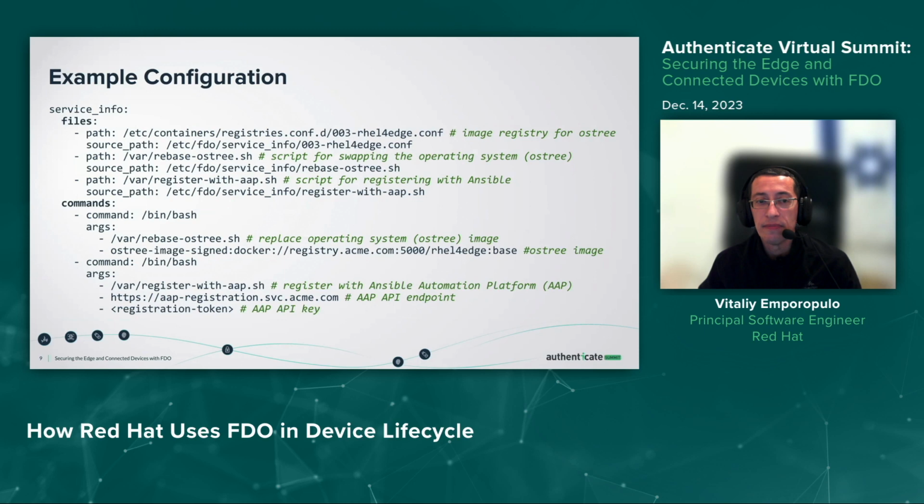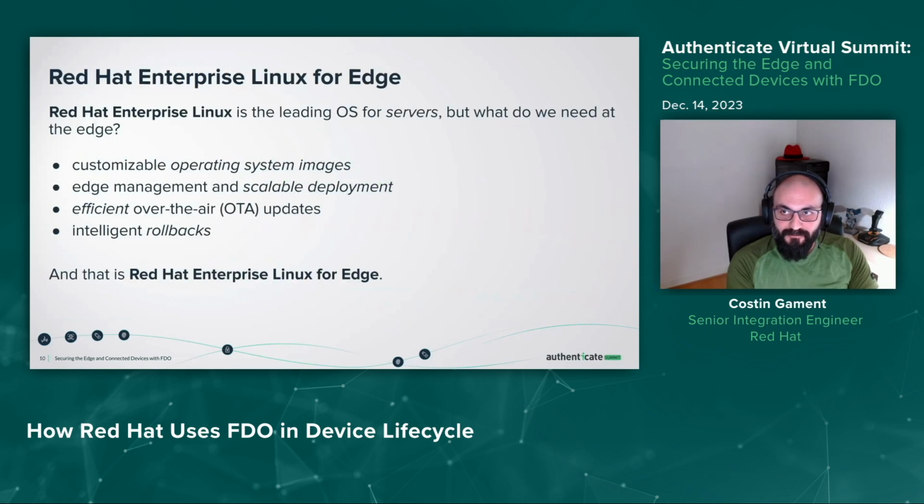Over to you, Costin. Thank you, Vitaliy. So we've mentioned operating systems. We all know Red Hat Enterprise Linux is the leading OS for servers. But what can we do at the edge? What are our needs for the edge devices? Well, first of all, we would like different OS images to handle different roles, different types of workloads. It would be really nice to be able to manage and deploy many devices at scale, thousands or many more.